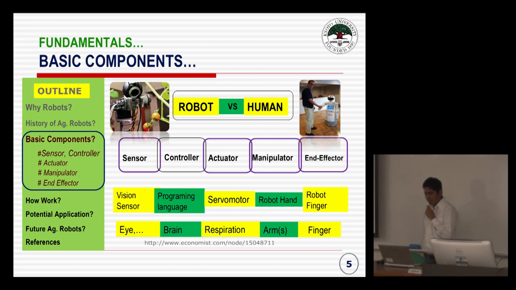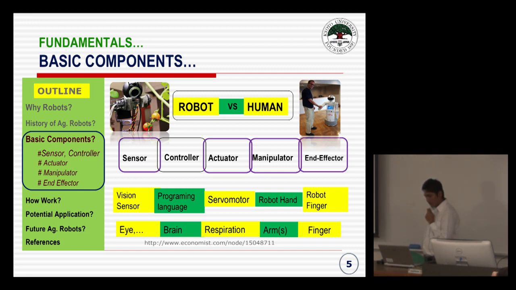I tried to give an overview of the comparison between robot and human. The robot consists of a sensor, controller, actuator, manipulator, and end effector. The sensor can be of different types: photosensor, vision sensor, or any other sensor. The sensor collects information from the environment and surroundings and sends it to the controller. The controller has a programming language, such as C++ or MATLAB, or any other algorithm.